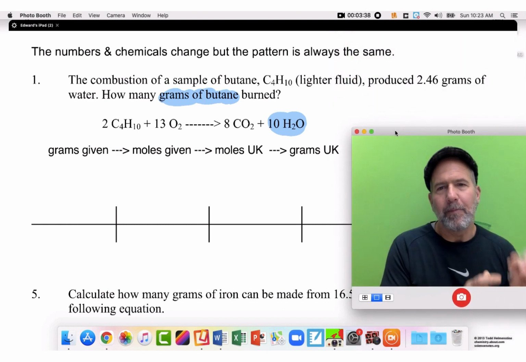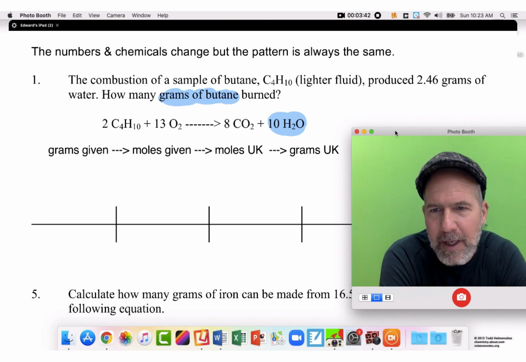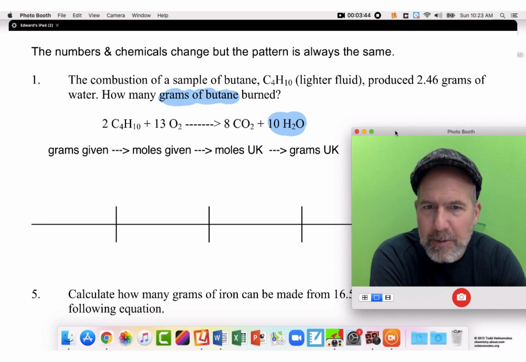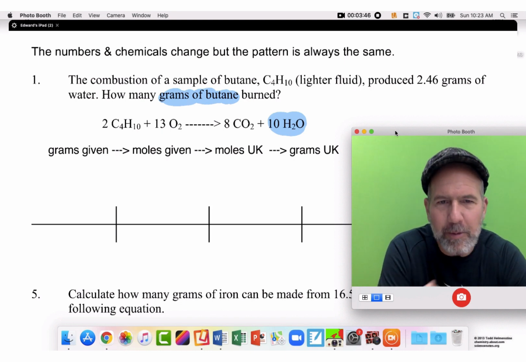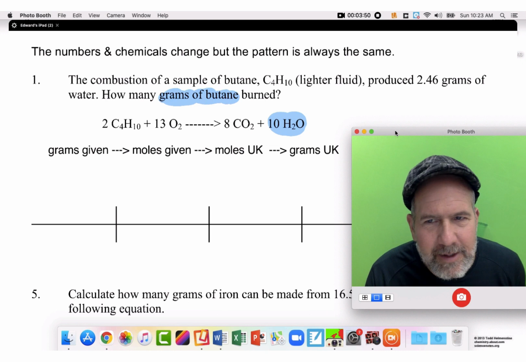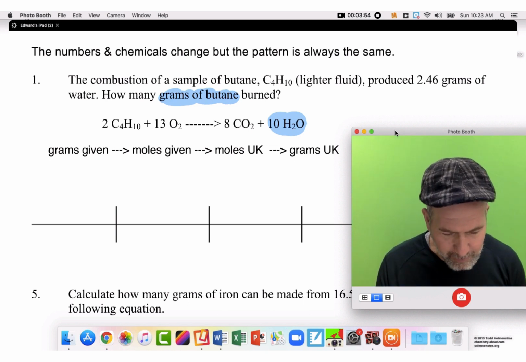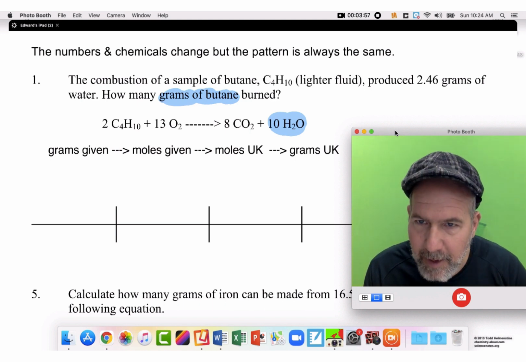All right, so we have our pattern, and this is the pattern. I'm going to use this pattern all the time, and the pattern goes grams to moles to moles to grams. You'll hear me say that 1,000 times. Every day for the rest of the year, I will now say grams to moles to grams. Well, maybe not for the rest of the year, but for at least the rest of the semester.